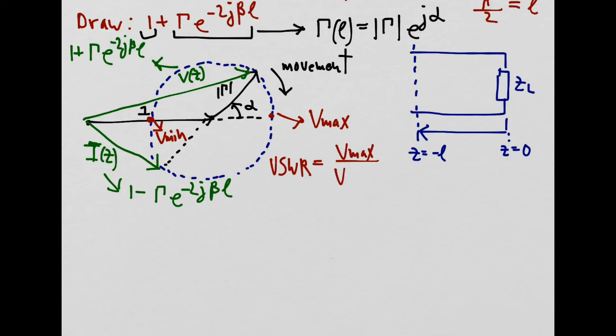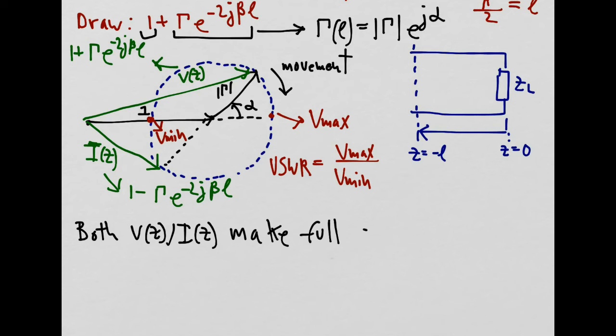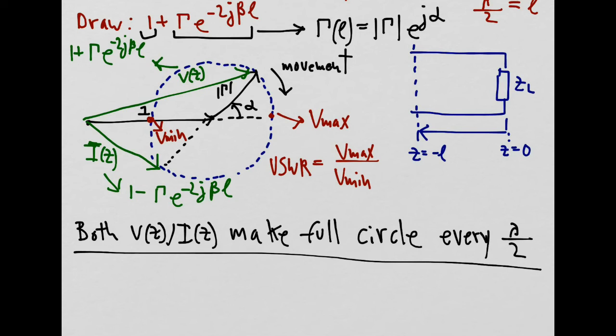And as we know from before, VSWR is defined as Vmax divided by Vmin. It's also important to note that both V of z and I of z make a full circle every half wavelength, as we derived before from finding the repetition rate of the term gamma of L.